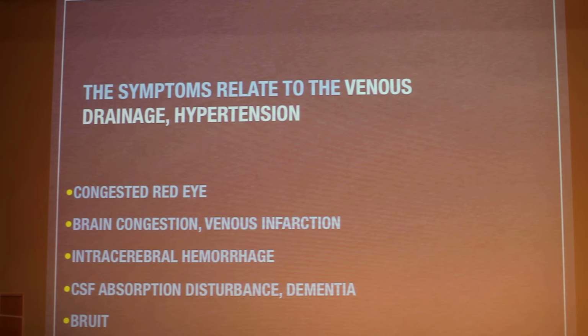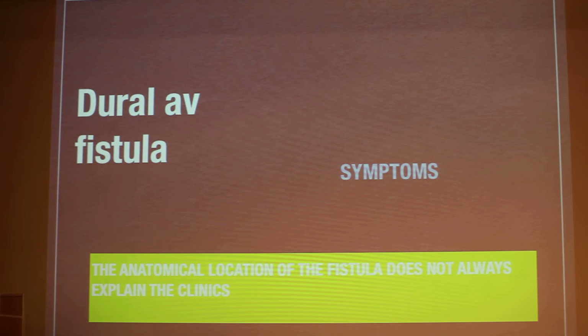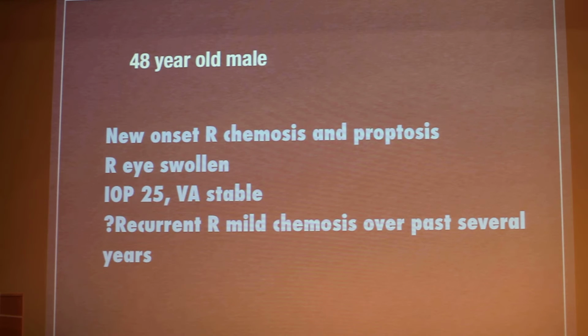The only symptom, I think, that is not connected to the veins is the high flow in the arteries, which the patient hears or feels in their head. One of the interesting things is that the anatomical location of the fistula does not always correlate with the symptoms, and I'll show you one example. This is a 48-year-old male who presented with chemosis and proptosis. He had a swollen right eye. His ocular pressure was a bit high, and the visual acuity was normal. He had questionable stories about previous redness in the eye.